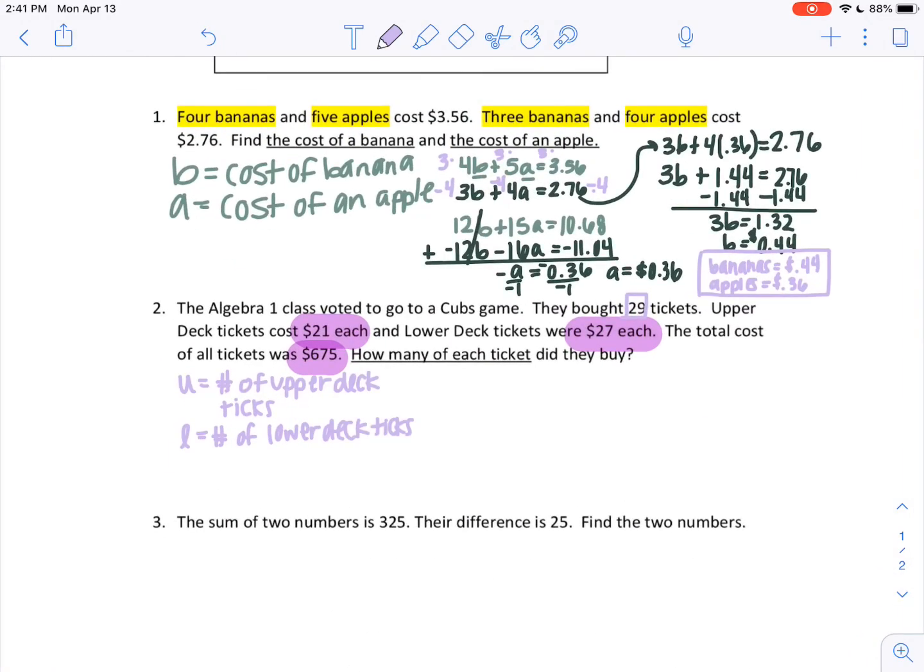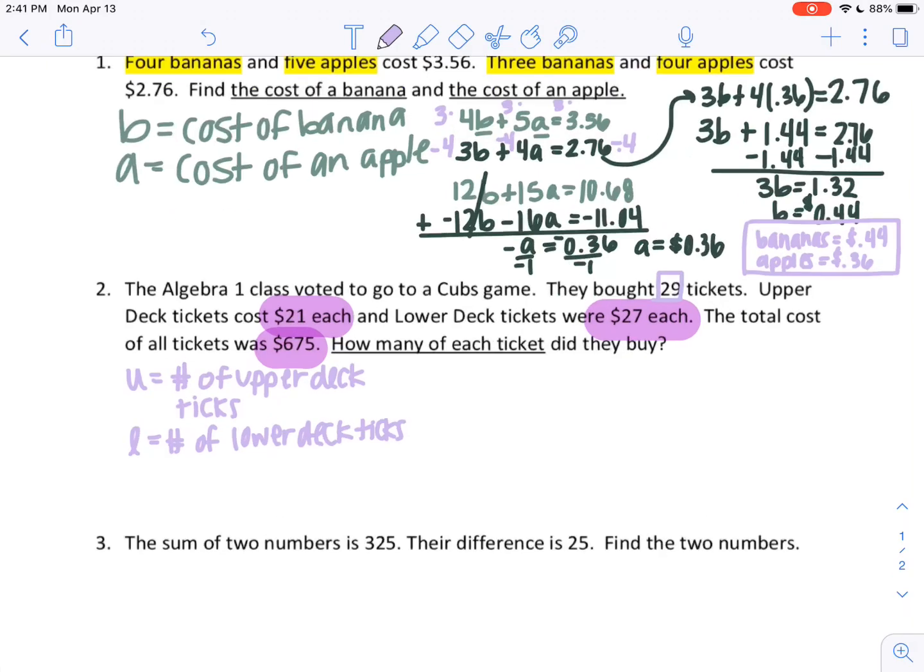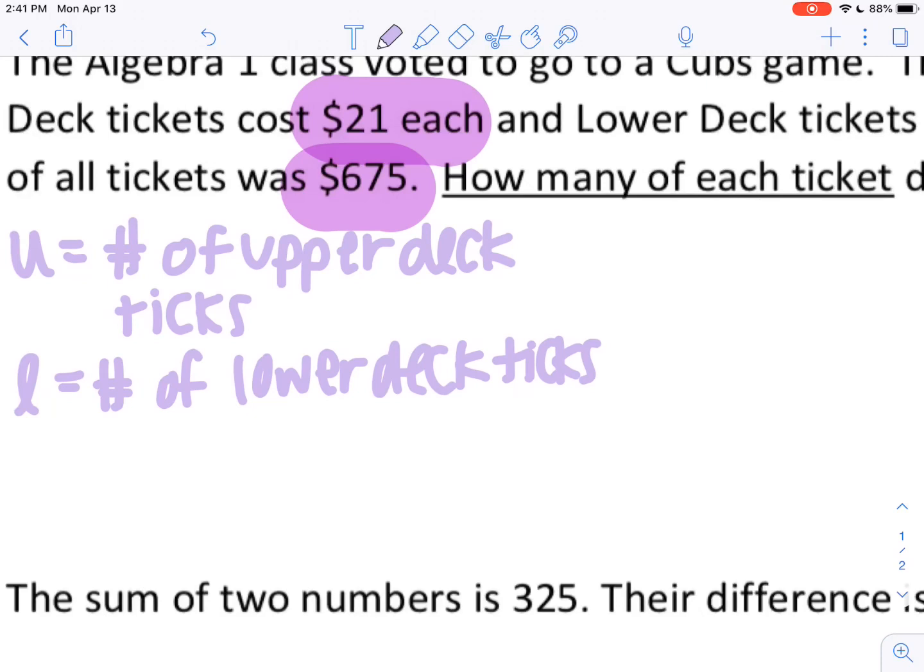Okay, they're already giving us the cost. We're not solving for the cost. So this is where you need to be careful. In the first sentence it said they bought a total of 29 tickets. So think about it. You want to add the number of upper deck tickets plus the number of lower deck tickets. That would give you the total amount of tickets that you bought, right?